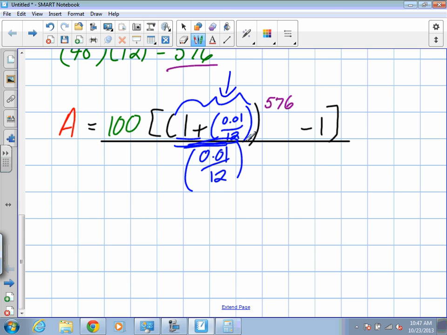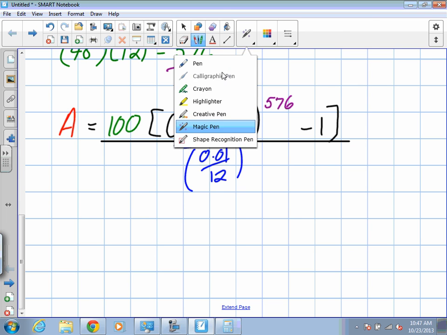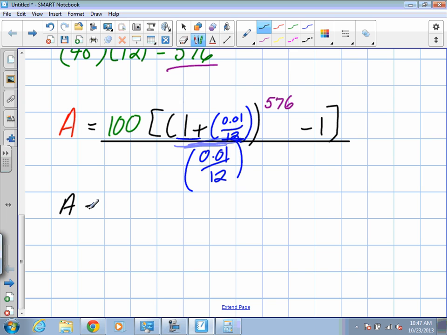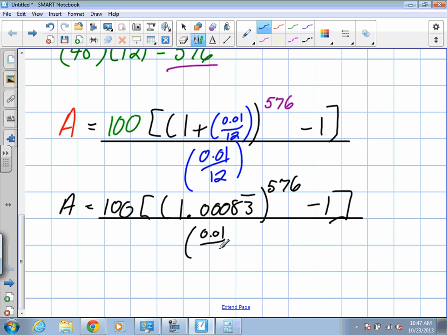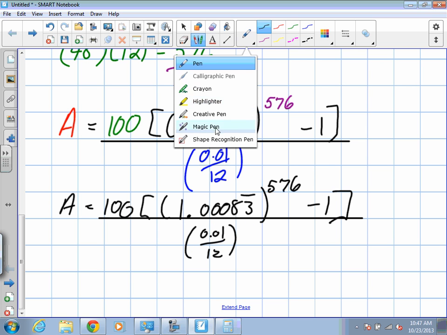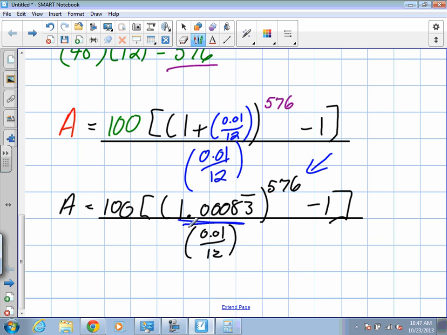Okay, so my next line is going to read A is equal to 100, and this is going to be 1.00083 repeated. We already did that part of the fraction. This value is going to go to the power of 576 minus 1, all divided by this. The next thing we're going to do is deal with our exponent. So we're going to take this base to this exponent. That's a very large exponent. So I'm going to take 1.